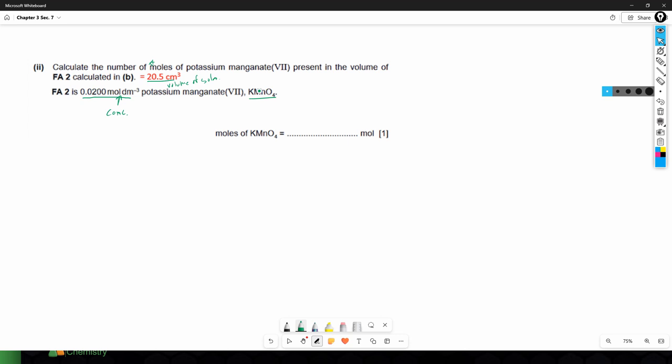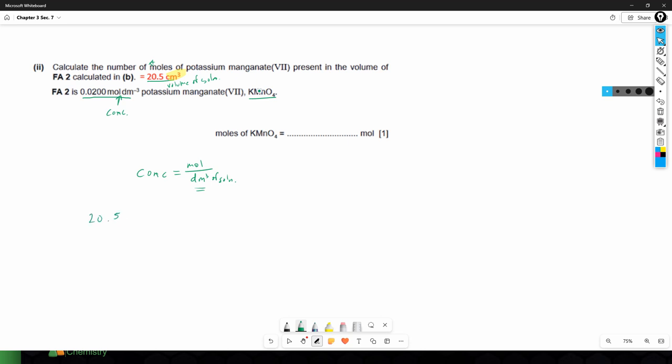Why? Remember that concentration is equal to the moles of our solute divided by the cubic decimeters of solution. Now, the only tricky part about this part of the question is this right here, the dm cubed. Notice that our volume here is given in cubic centimeters, so we need to do that conversion.